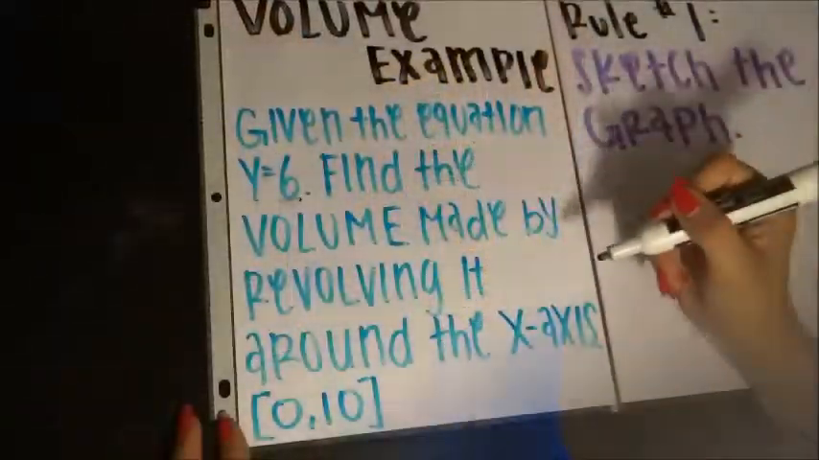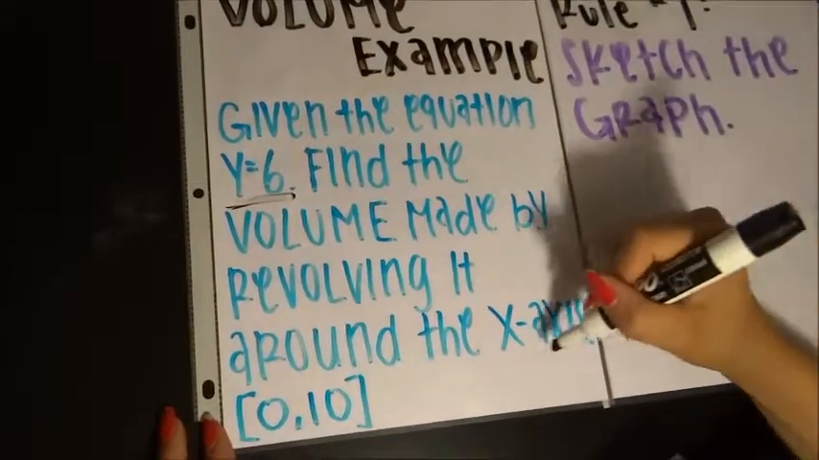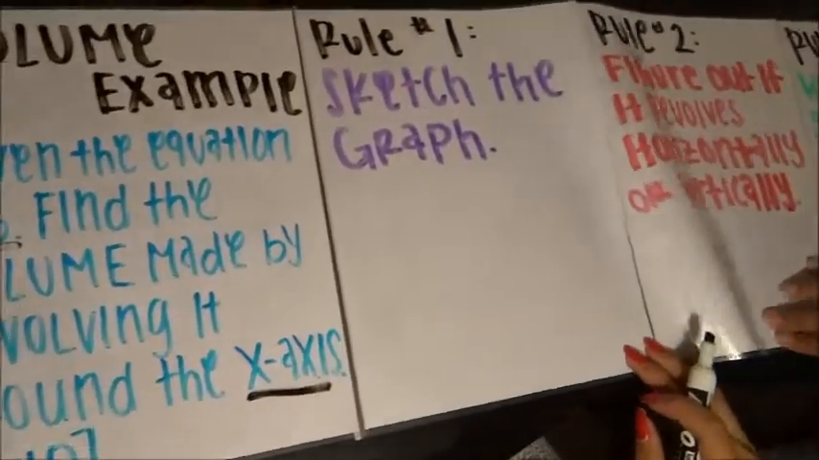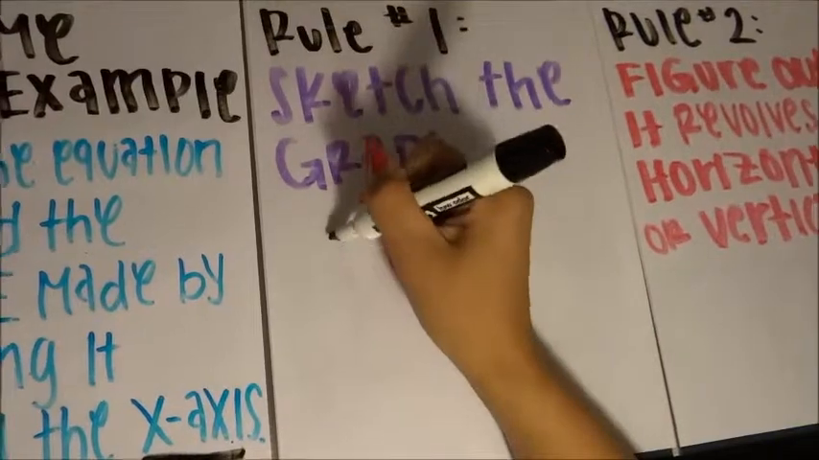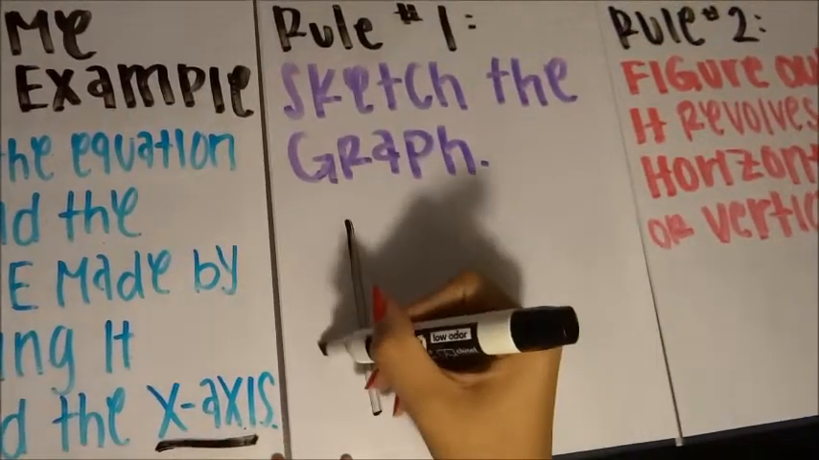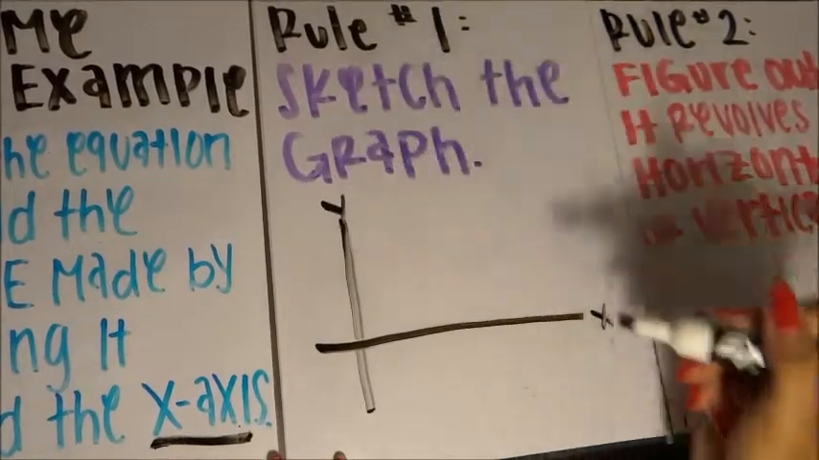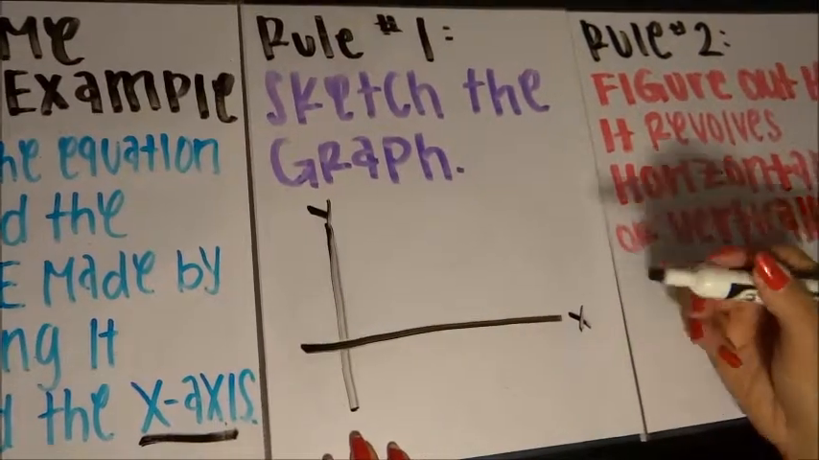Given the equation y equals 6, we have to find the volume made by revolving it around the x-axis with the limits from 0 to 10. First, we have to start by sketching a graph with an x and a y-axis. And we will have y equals 6.